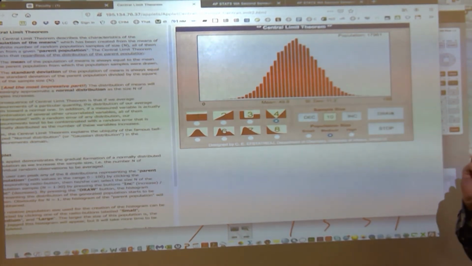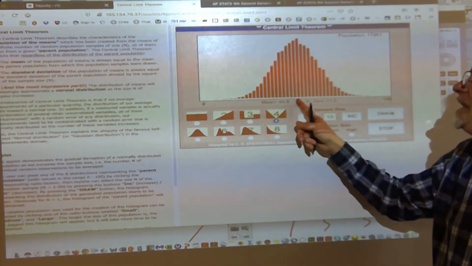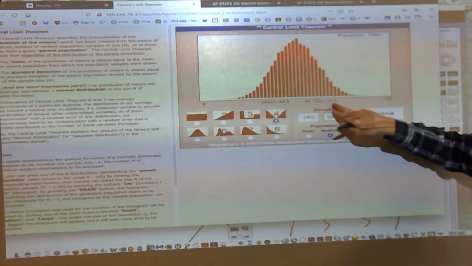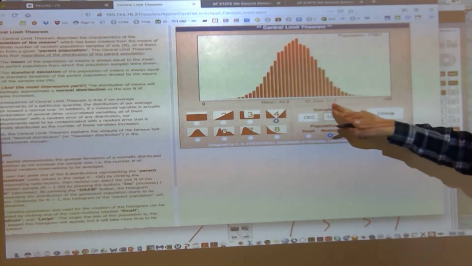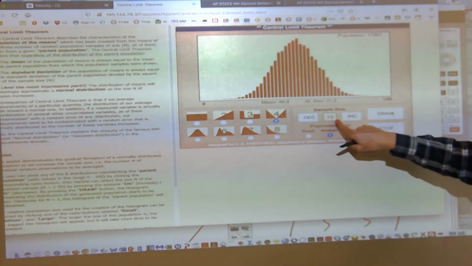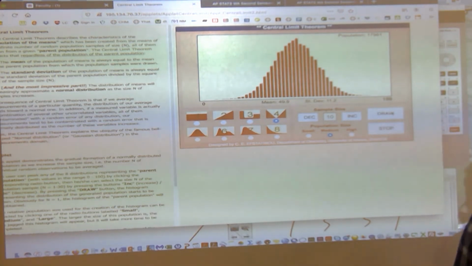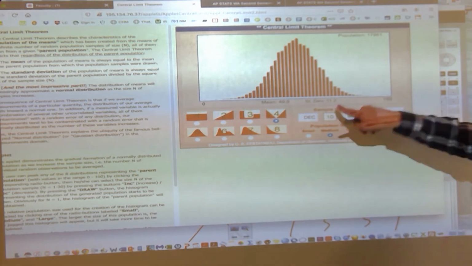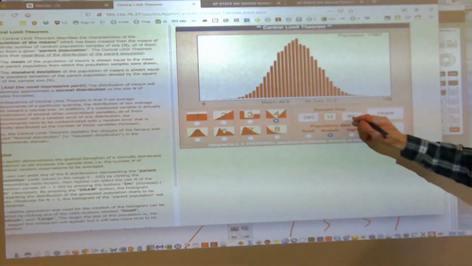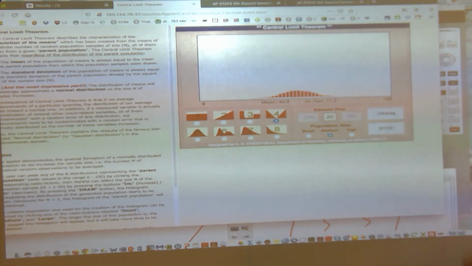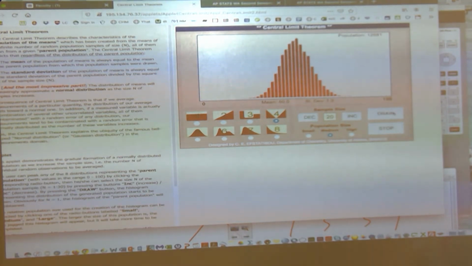The sampling distribution of sample means has a mean that is equal to the true mean of the population. The standard deviation of the sampling distribution of sample means is the same as the standard deviation of the population divided by the square root of 10 in this case. And the shape becomes more and more normal as the sample size approaches infinity. What if we have a sample size of 20? That's pretty close to infinity. It just becomes more and more normal.